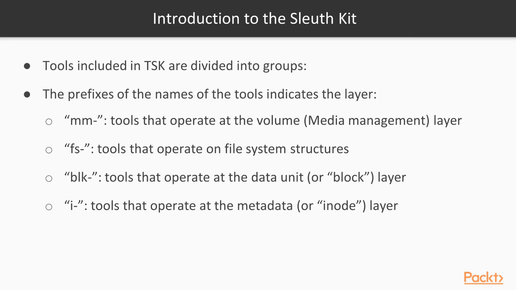The tools included in TSK are divided into groups, depending on the layer on which they operate and the type of function they carry out. The prefixes of the names of the tools indicate the layers. mm is for tools that operate at the volume, media management layer. fs operates on file system structures. blk operates at the data unit or block layer. i operates at the metadata or inode layer. f operates at the file name layer.